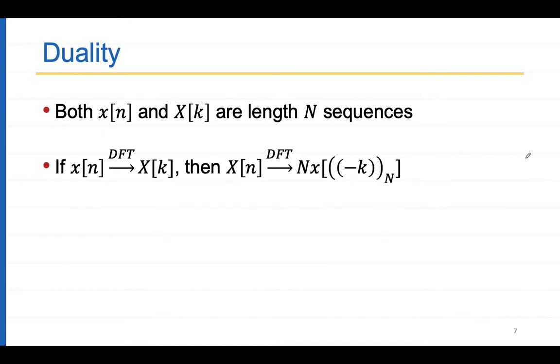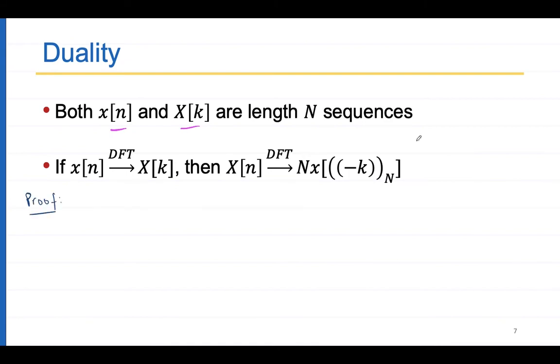Okay. So the next property is duality. Let's consider what duality is. Both x[n] and X[k] are sequences of length N, right? And I know if I take a DFT of x[n], I get capital X[k]. But what if I apply a DFT on this sequence? Let's consider this sequence as x of n. Apply a DFT. I should get something similar to x of k, small x of k, but what is that? Let us derive. So, proof.